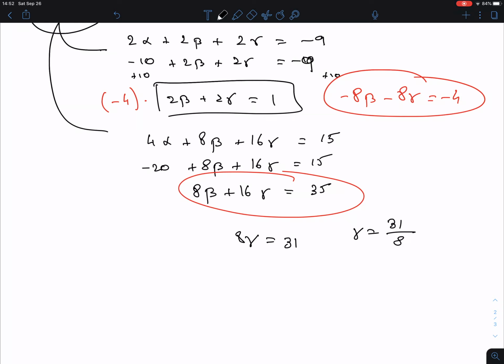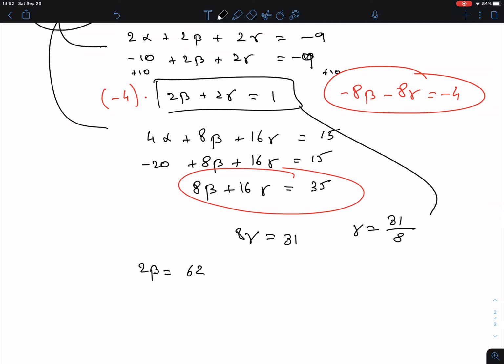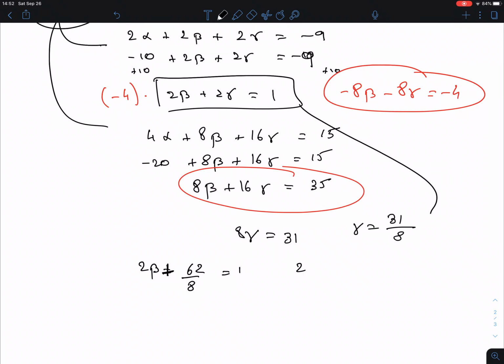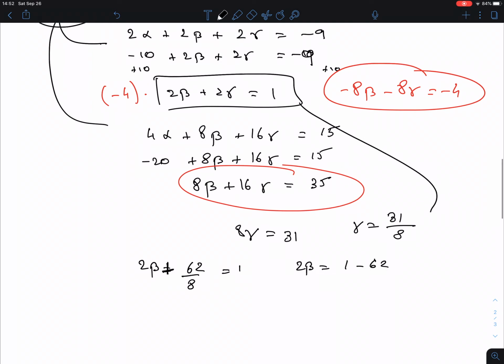And then once I have this, I can plug this in any of these. I can plug it in here. So I get 2 beta plus 2 times 31 over 8, that's the gamma, right? Equals 1. So that means 2 beta equals 1 minus 62 eighths. Well, 62 eighths, I can actually simplify this as 31 over 4.